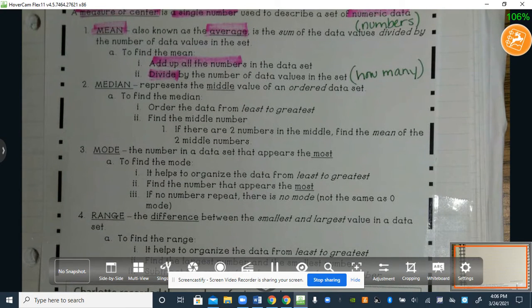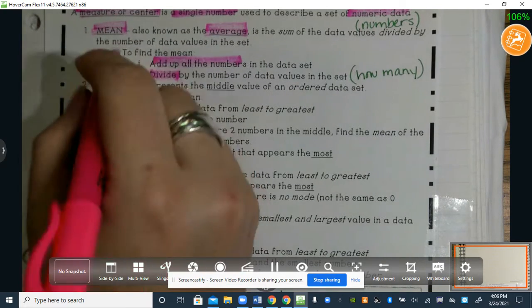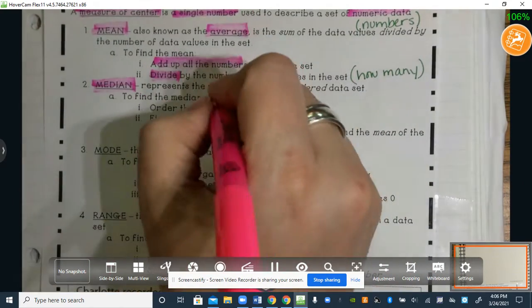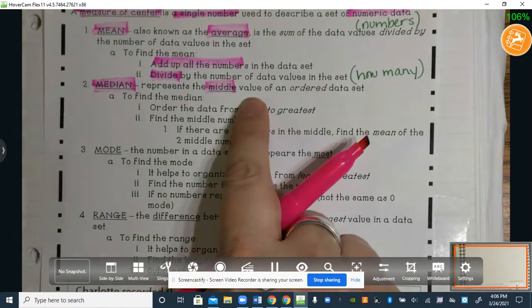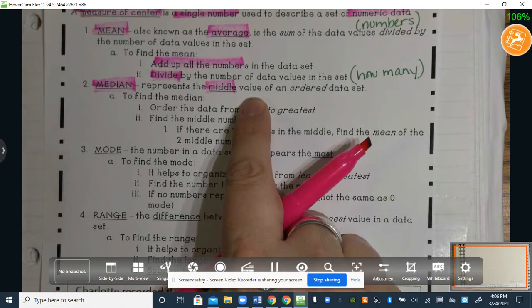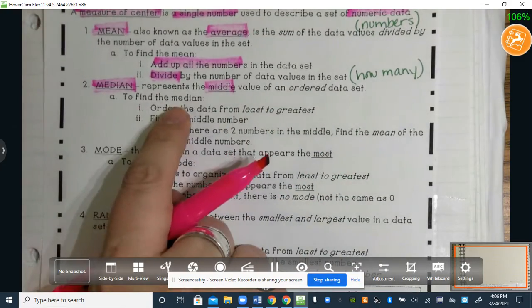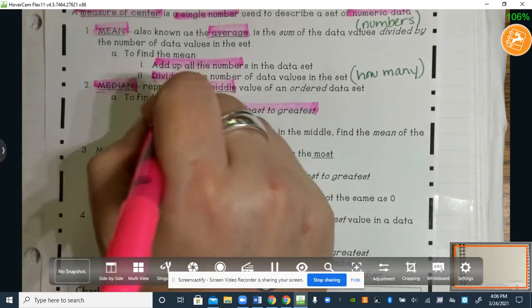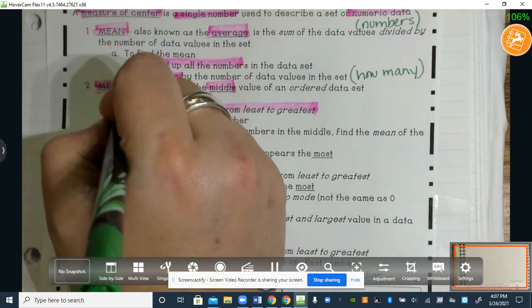The median represents the middle value. I say that median is one of the easiest ones to find first because it represents the middle number. So of an ordered data set, to find the median, you first need to order from least to greatest. This is the most important thing. So I'm going to put some stars around it.